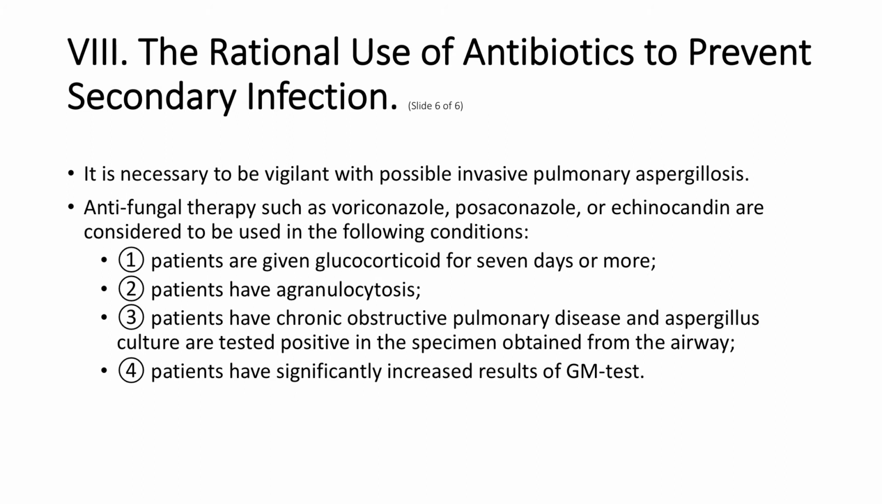It is necessary to be vigilant with possible invasive pulmonary aspergillosis. Antifungal therapies such as voriconazole, posaconazole, or echinocandin are considered to be used in the following conditions. 1. Patients are given glucocorticoid for 7 days or more. 2. Patients have agranulocytosis. 3. Patients have chronic obstructive pulmonary disease and aspergillus culture is tested positive in the specimen obtained from the airway. 4. Patients have significantly increased results of GM test.